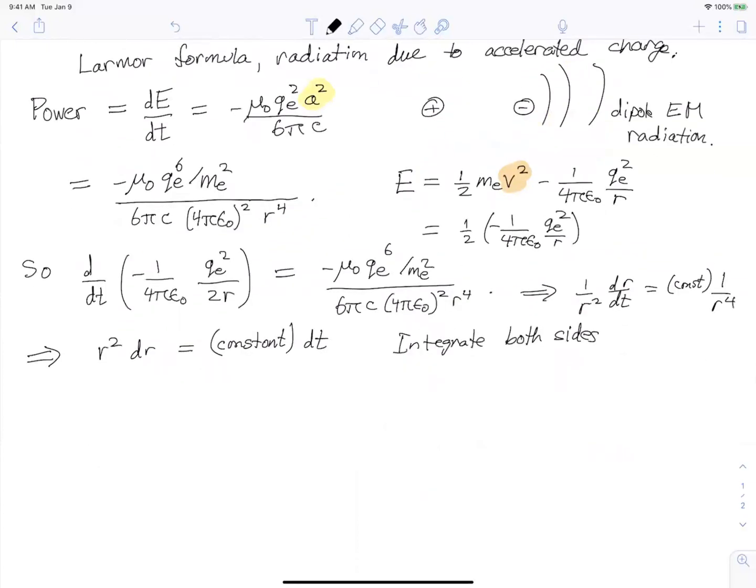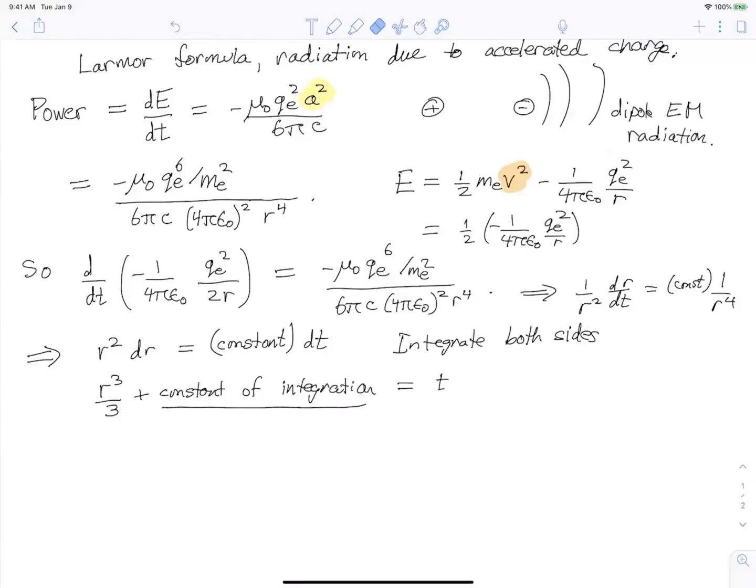Okay, and the integral of r squared dr, we're doing an indefinite integral, so that's r cubed over 3 plus some constant of integration is going to equal t plus some other constant of integration. But whatever it is, I can absorb it into this constant of integration anyway by moving it to the other side of the equation. So let me just, in fact, erase that.